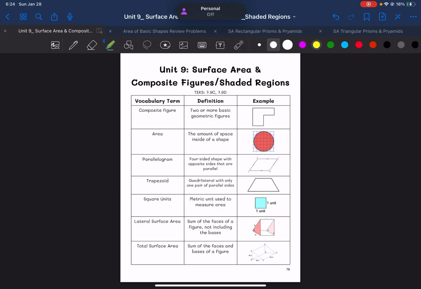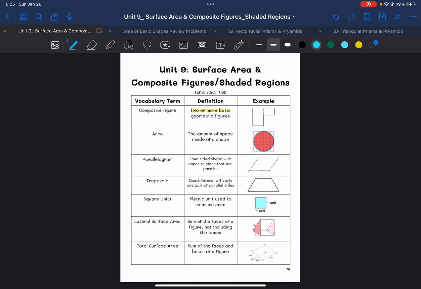So here we have composite figures. It's two or more basic geometric figures. And here, what that means is that you could take a look at this figure right here, and it looks like two figures put in one. It really depends on how you see it, but you can split it up into two.